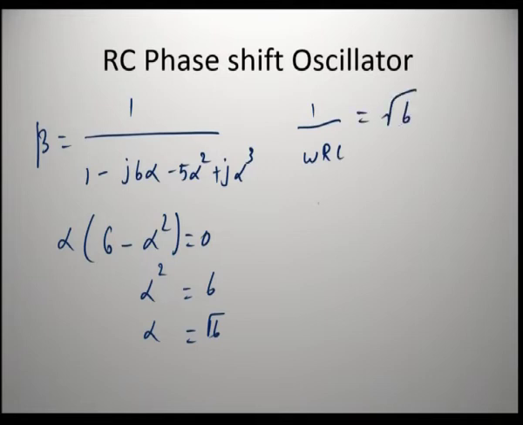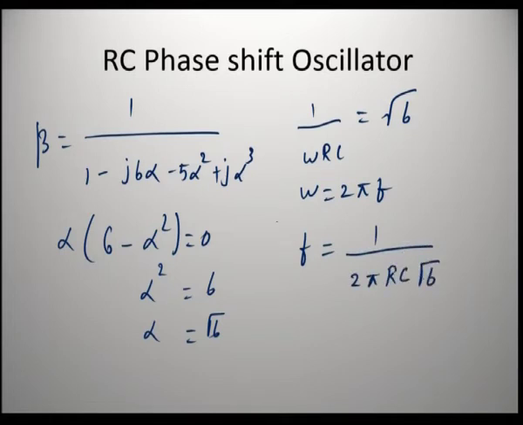From here, if you put omega equal to 2 pi f, the frequency of oscillation is given as 1 by 2 pi RC root 6.